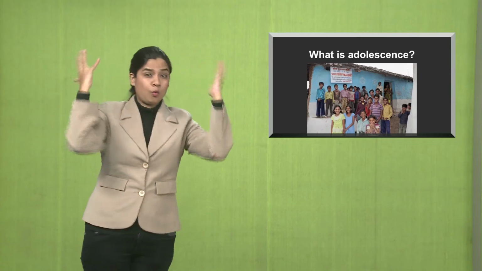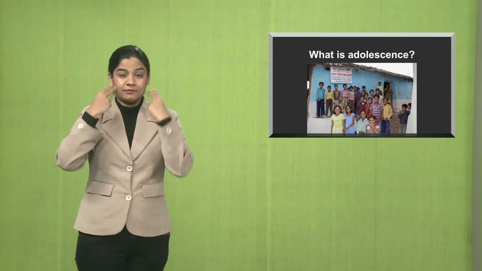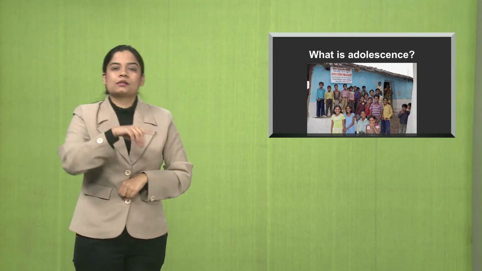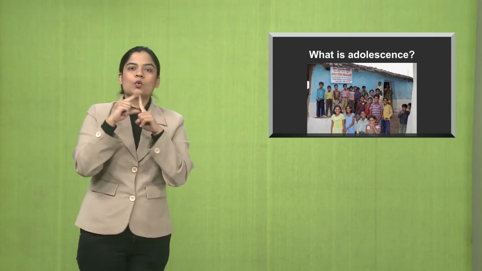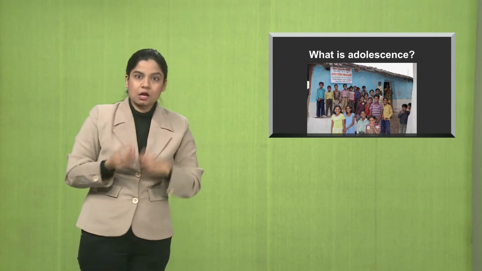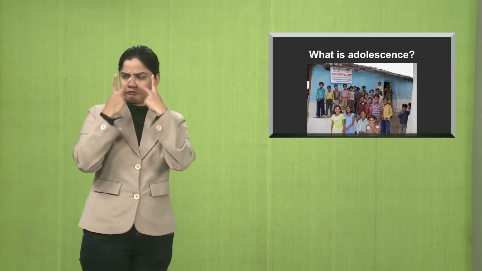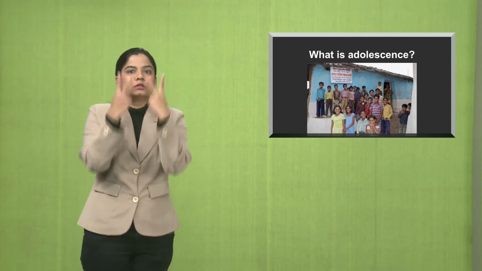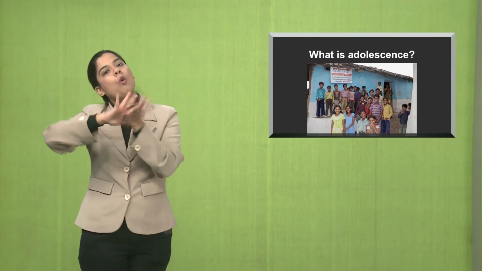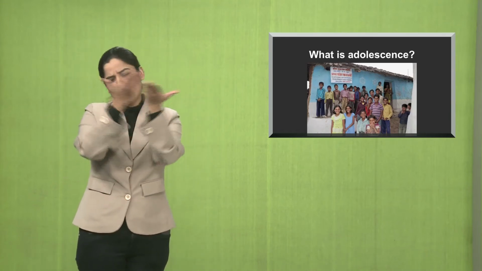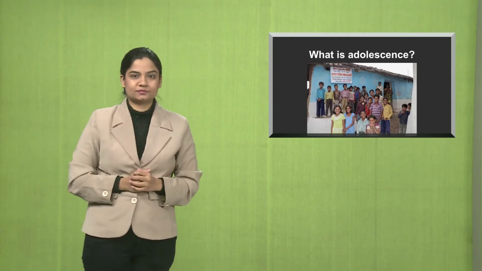WHO, World Health Organization, has found that people between the age of 10 to 19 are called adolescents. They undergo bodily changes and have different aspirations. It's a time when they realize what their strengths and weaknesses are. So that is the period when they start to realize what they're good at and what they're not good at. Be it male or female, everyone goes through that period. We'll discuss more about this.